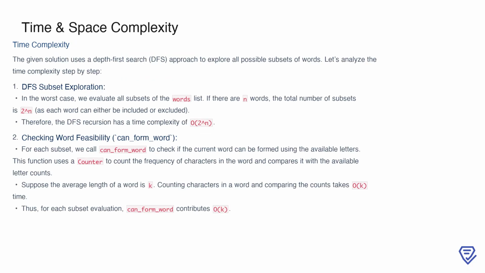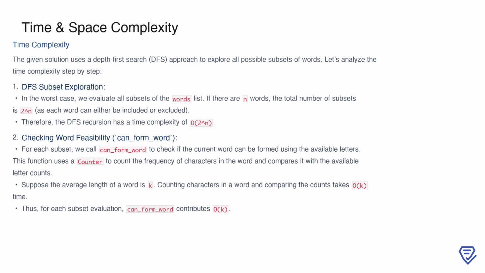To analyze the time complexity of our solution, we start by looking at the depth-first search, or DFS, approach used to explore all possible subsets of the words list. Since each word can either be included or excluded in a subset, there are 2^n total subsets if there are n words. This means the DFS recursion has a time complexity of O(2^n).